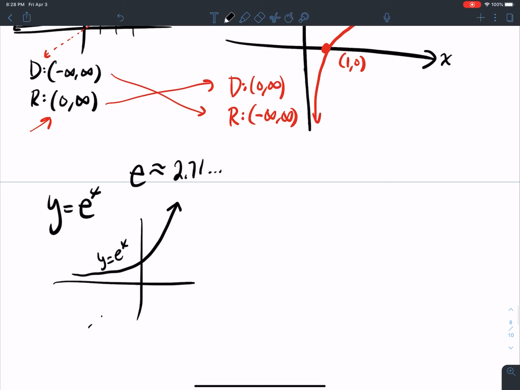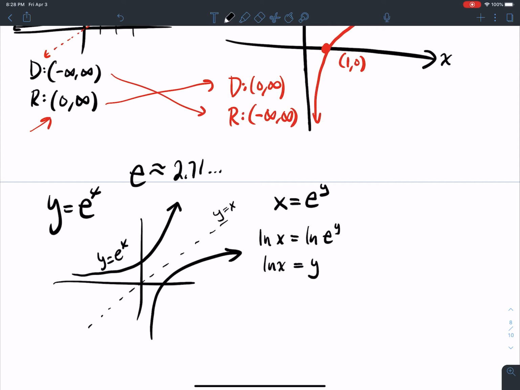The inverse, remember, we flip it across the line y equals x. So what does that mean? That means x equals e to the y. Well, how do I solve for y? I have to natural log both sides. If I natural log both sides, I get ln x equals y. And so the natural log function, y equals ln x, is the inverse here.